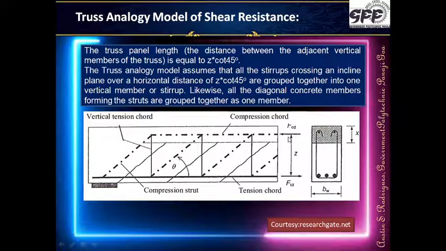So whatever this depth is over here, please note the compressive force is here, the tensile force is here, the compressive force in this is here, the tensile force in this is here. This Z is equal to this Z over here. That is what we find because cot 45 is 1. So that's how we have got this.